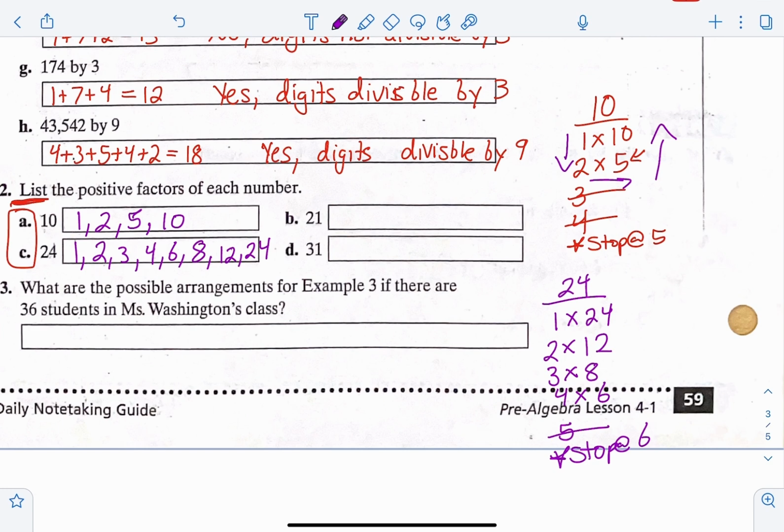All right, so we're going to pause the video here so everyone can do B and D on their own. When everyone is ready, unpause the video and we'll go over the answers.